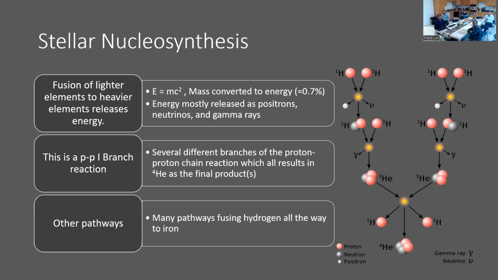So stellar nucleosynthesis, or fancy word for fusion, is basically where stars get their energy from. You can think of it as E equals mc squared, a relationship of mass and energy, where mass is converted into energy. For fusion reactions, it's generally about 0.7% of mass that is converted to energy, and that energy is released as positrons, neutrinos, and gamma rays.